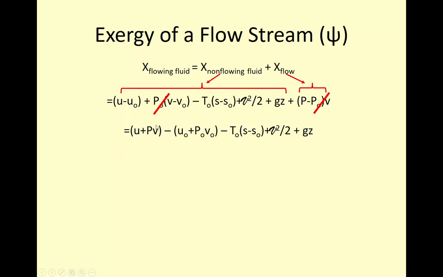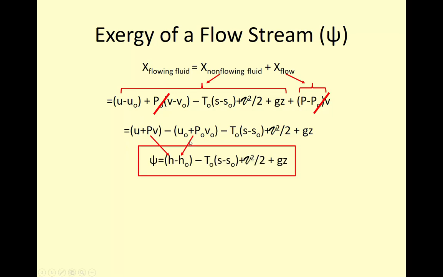Looking at this here, this may seem to you like a term we've seen before, and it is. It's enthalpy. So we can combine this U plus PV term into H, or enthalpy, and the same for the U naught plus P naught V naught. So this is the exergy of a flow stream, and it's represented here very similar to the exergy of a closed system, except we use enthalpy now instead of internal energy. So that takes into account the exergy of the fluid as it flows through the system.